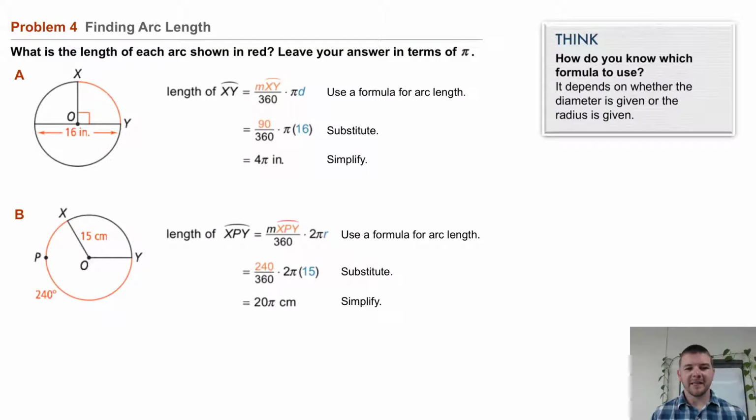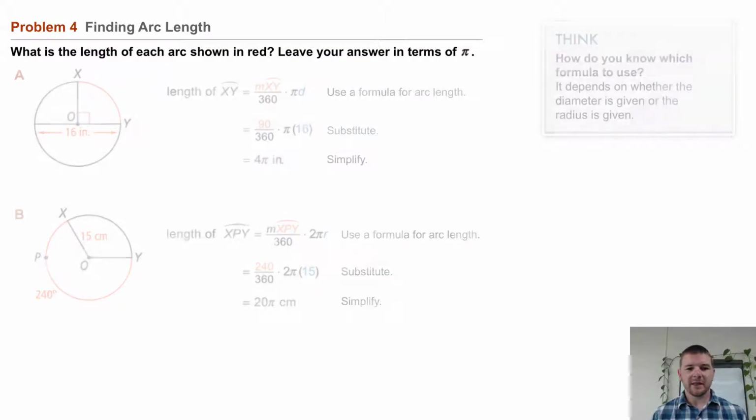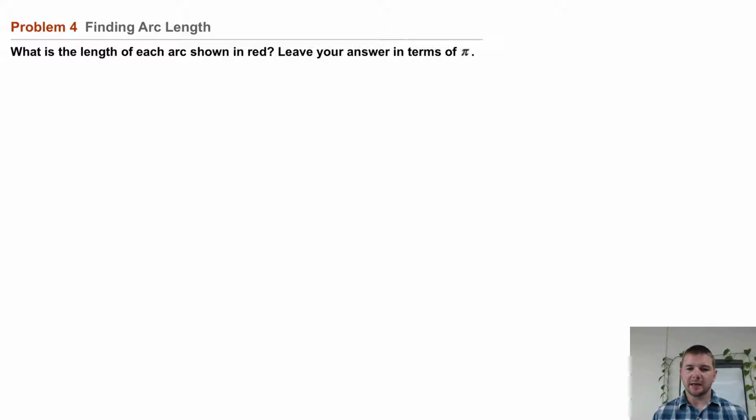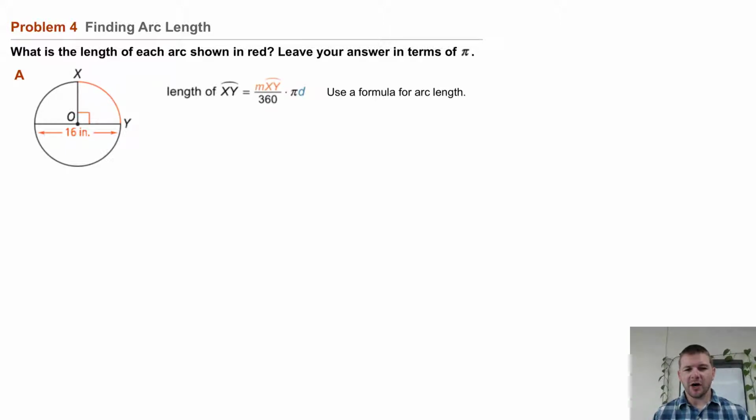Problem 4, finding arc length. What is the length of each arc shown in red? Leave your answer in terms of pi. A, given this diagram, the length of arc XY. Well, that will equal the measure of arc XY divided by 360 times pi times the diameter. That's our formula for arc length. In this case, that's 90 divided by 360 times pi times 16, or 4 pi inches.